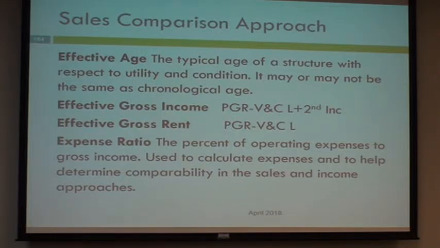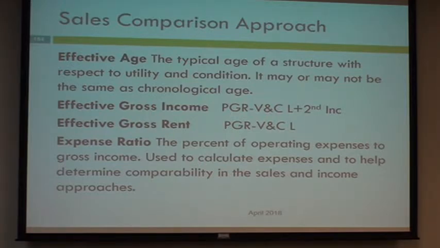So effective gross income is the PGR. What did we say the PGR meant? Potential gross rent minus vacancy collections, plus secondary income. What do we say some examples of secondary income are? It could be vending machines, it could be covered parking, it could be a laundromat, several things could fall into there. The different types of businesses. An effective gross rent was the potential gross rent minus the vacancy collection loss.